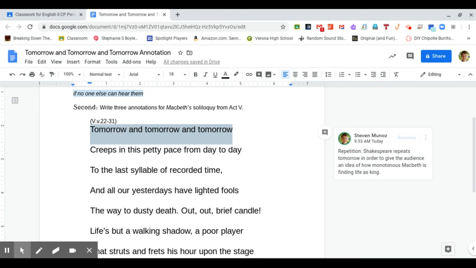He's finding it like an everlasting march till death. Very negative view of life. But he uses repetition in the first line so that we understand how Macbeth is feeling exactly, right? The way that Macbeth sees the days is the way that Shakespeare starts the speech. Tomorrow and tomorrow and tomorrow.